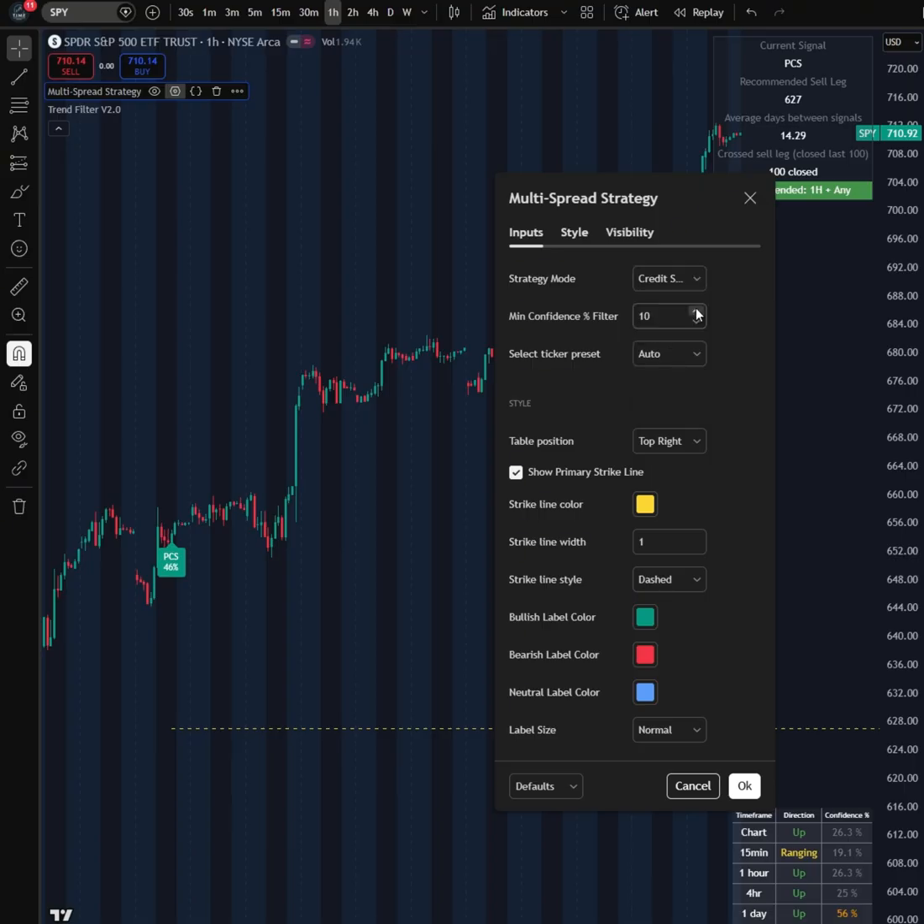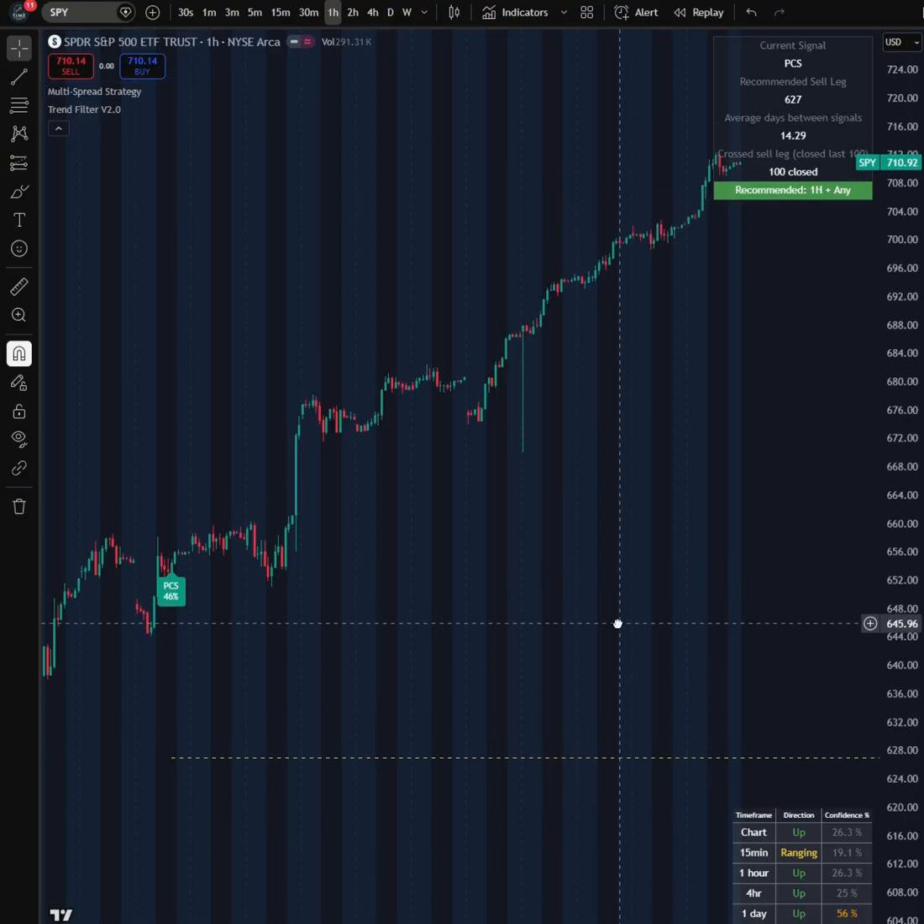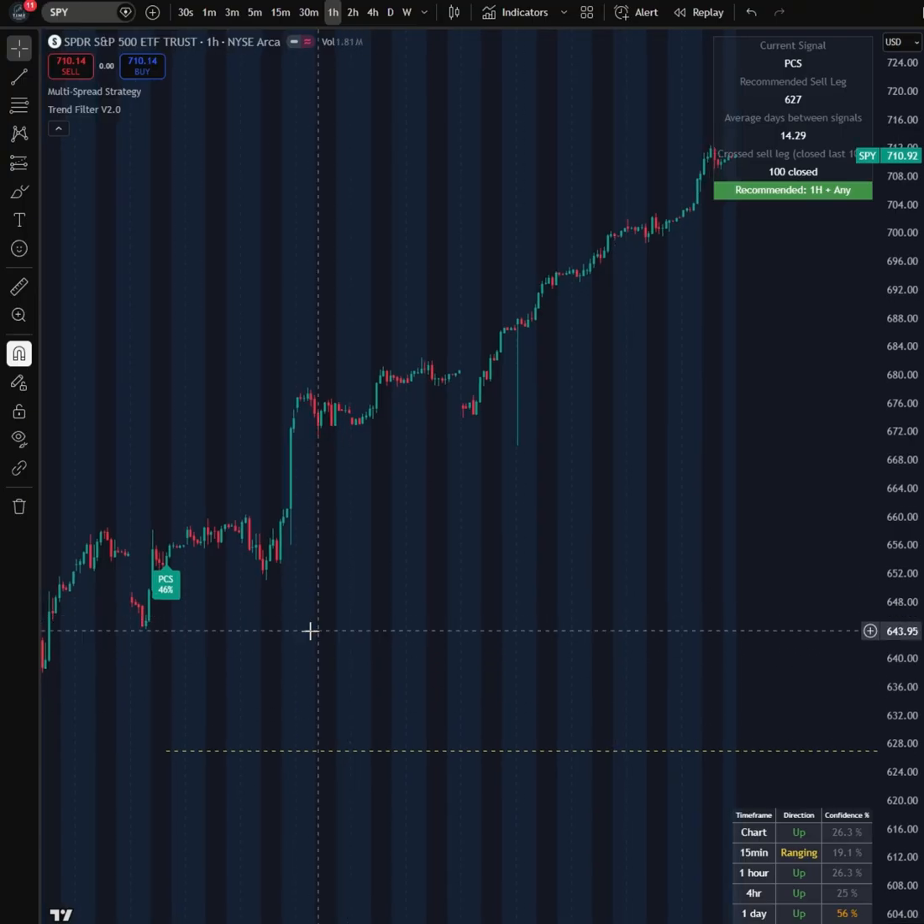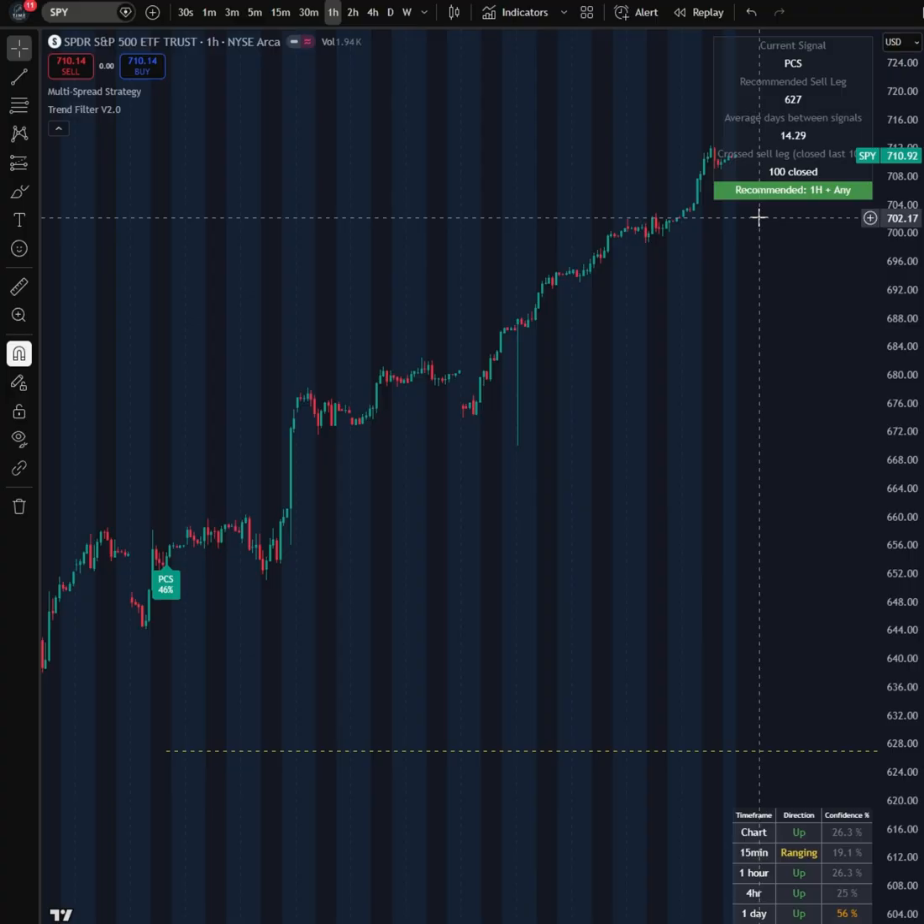So looking at just credit spreads here, kind of a nice little feature. It'll show you, if there's a put credit spread, what the recommended sell strike is. And I have a table up here. For example, we're on SPY, the 1 hour chart. It's showing a put credit spread. Recommended sell leg was 627. That was way back there. It has this confidence level of 46%.